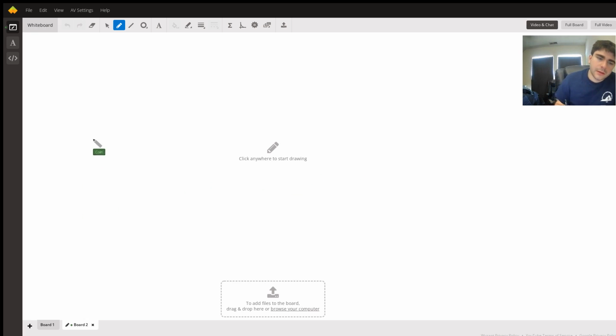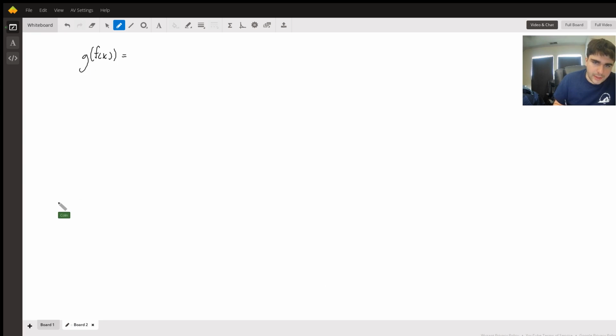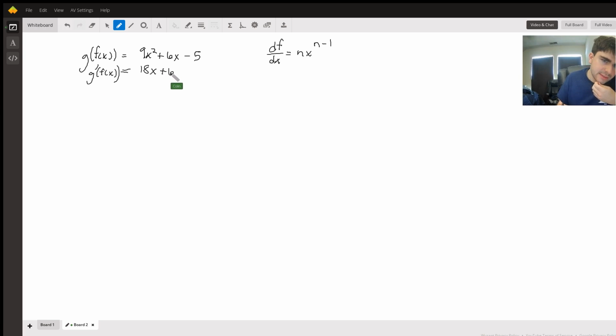Let's go to another board. Now what about this one right here? g of f of x is equal to 9x squared plus 6x minus 5. Let's write out the derivative rule real quick. There we go. So we basically follow that rule, and you would get this. That's 18x plus 6.